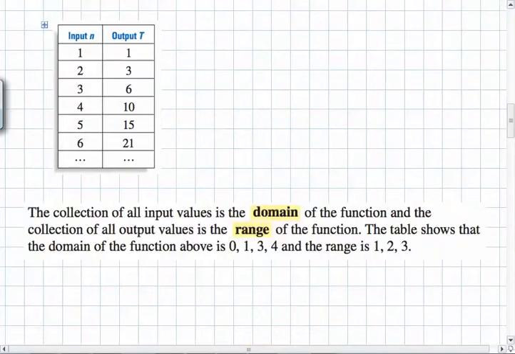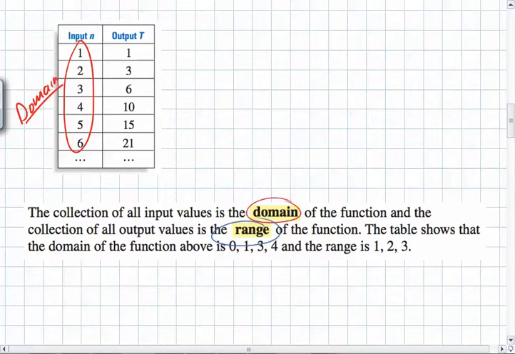Two super important terms that you must know are what the domain and range of a function are. The collection of all input values is the domain of a function. So in this case, these would be the domain. The set of all of these values would be the domain of the function. And the collection of all the outputs is the range. So the domain is right there in red, and the range is going to be all of these. So if I asked you what the range of that function would be, you'd say the range is 1, 3, 6, 10, 15, and 21. And if I asked you what the domain was, you would say 1, 2, 3, 4, 5, and 6.